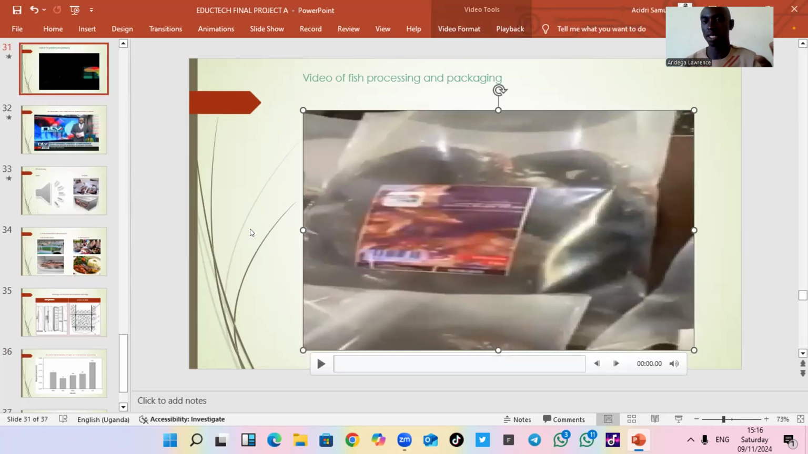So that is exactly how fish processing and fish packaging is done, especially in the market. So it can still be used in the lesson development process.